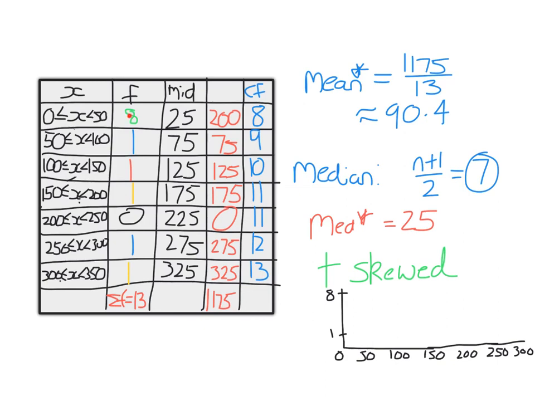There were 8 people between 0 and 50, so the bar goes like this. It ends at 50. Then the next bar starts at 50, had 1, and it ends at 100. After 100, the next bar had 1 person in it and ends at 150. Then from 150 to 200, there was another 1, and it ends at 200. 200 to 250 had none. Then the next bar starts at 250, and the last bar starts at 300. That's what the grouped histogram would look like.